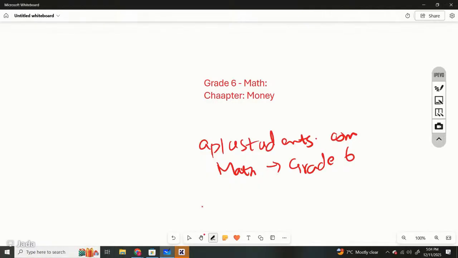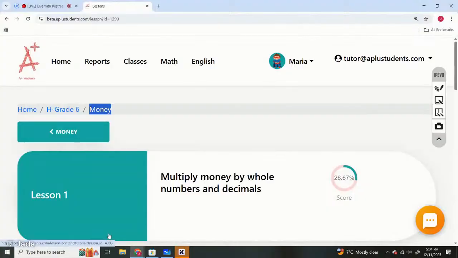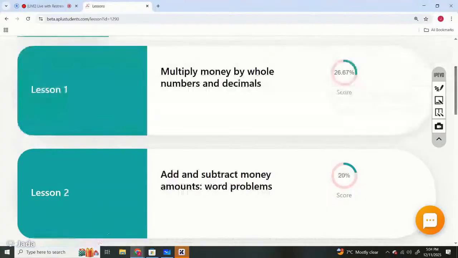So please make sure you have your notebook and pencil so that you can note down examples and definitions as well. Here I'm on grade 6 math. The chapter we're on right now is money. Let's just start with the first lesson, that is multiply money by whole numbers and decimals.